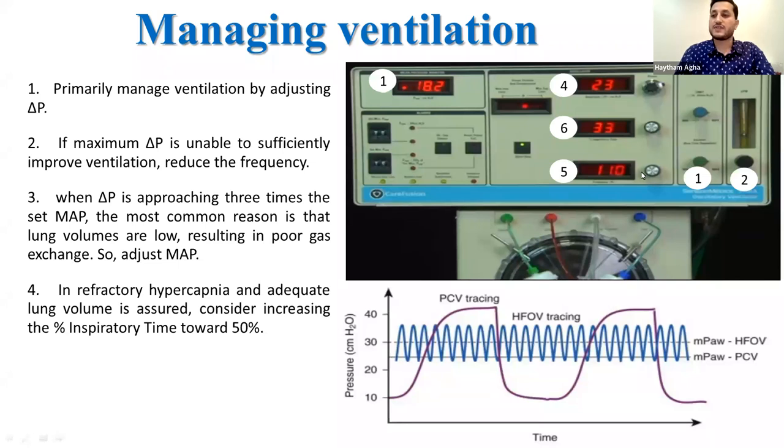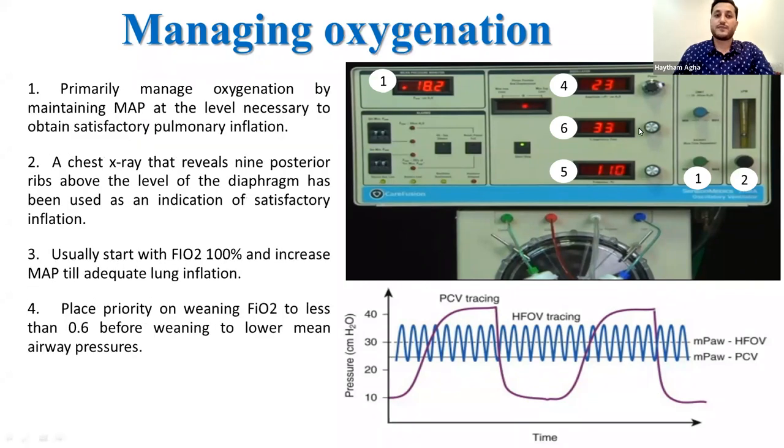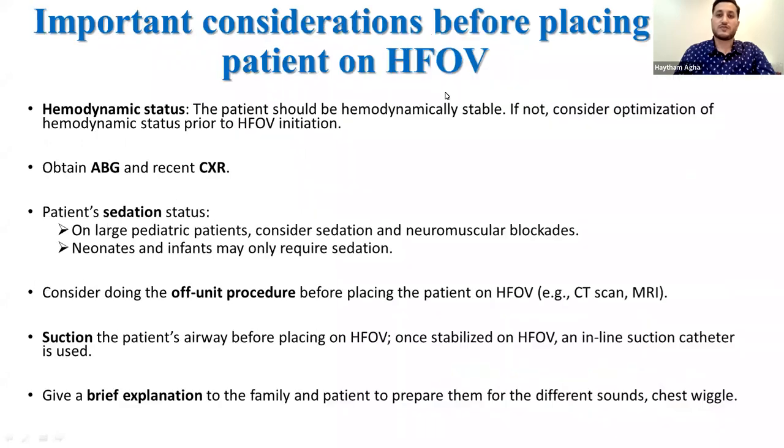You can decrease the frequency to wash out CO2. If this couldn't help, you can increase the mean airway pressure. And this is a situation that we mentioned, mean airway pressure could help in washing CO2. In refractory hypercapnia, you can increase the time of inspiration. In managing oxygenation, increasing mean airway pressure is the only parameter. If you're making the FiO2 at 100%, it is the only parameter used to improve the oxygenation.